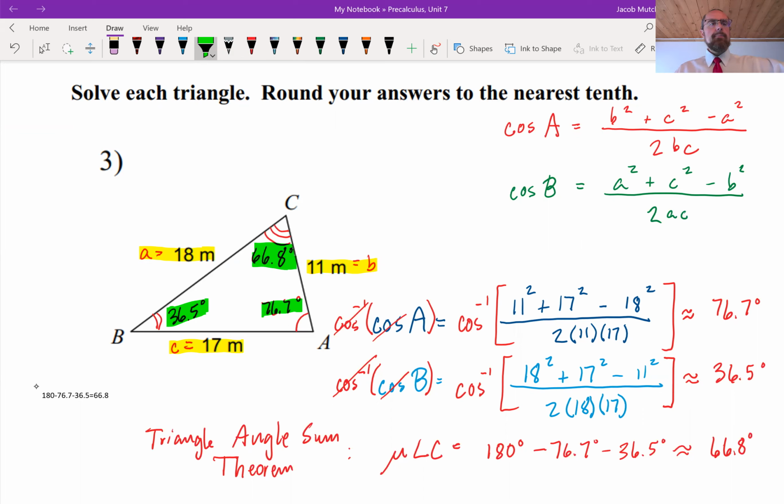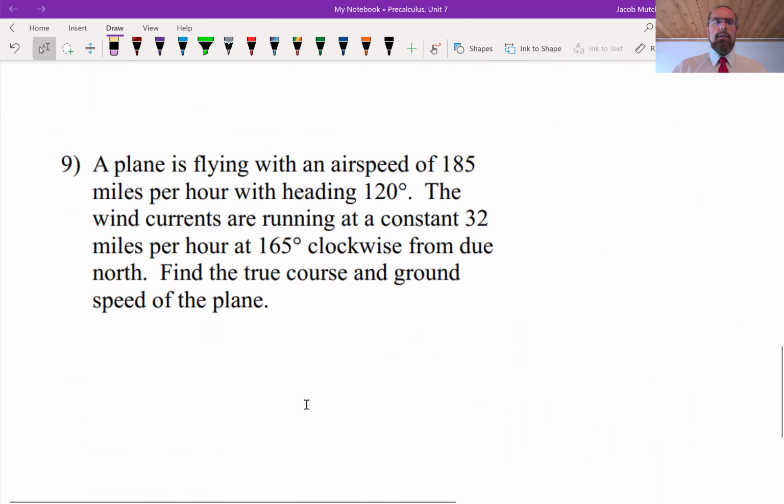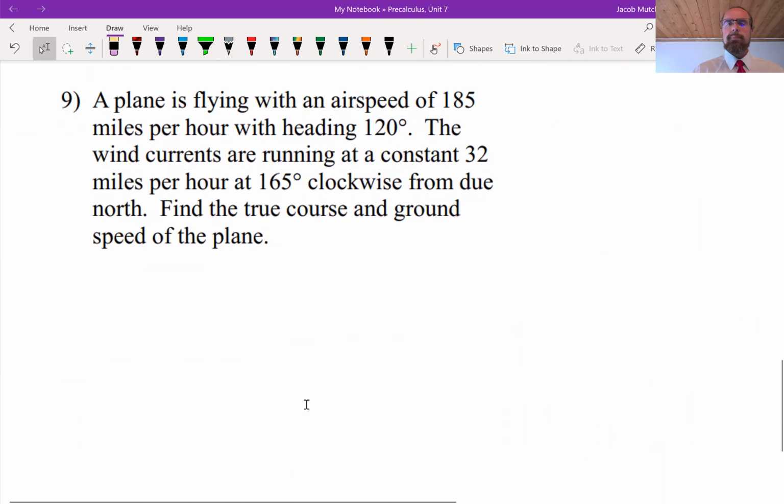Our last example involves a question about bearing. So it's a word problem. A plane's flying with an airspeed of 185 miles per hour with a heading of 120 degrees. The wind currents are running at a constant 32 miles per hour at 165 degrees clockwise from due north. Our task is to find the true course and ground speed of the plane.